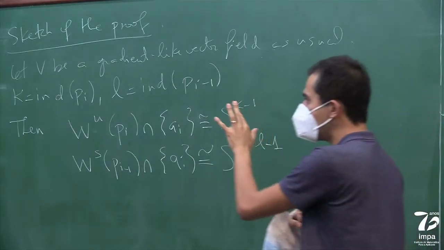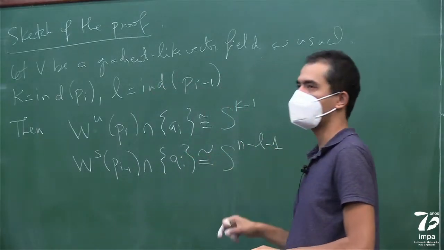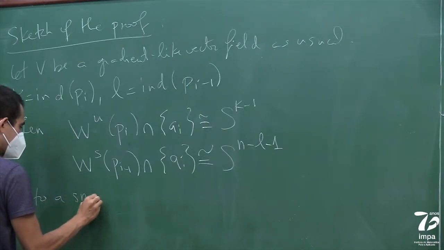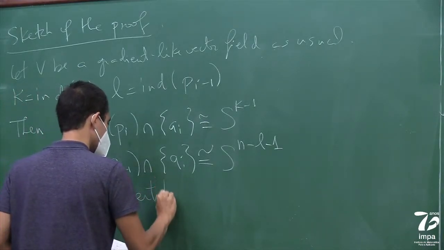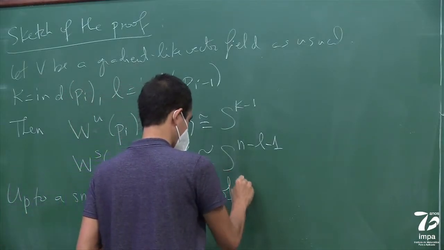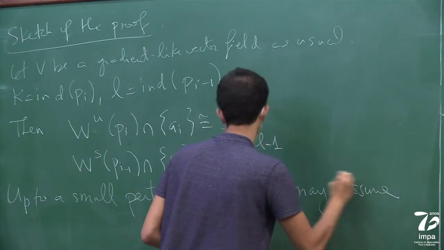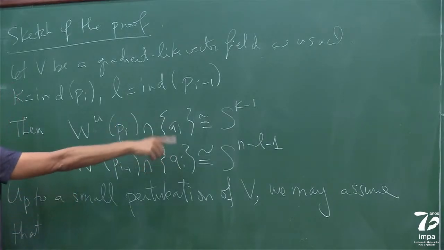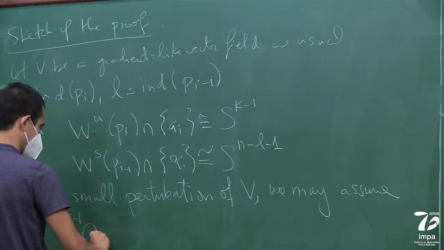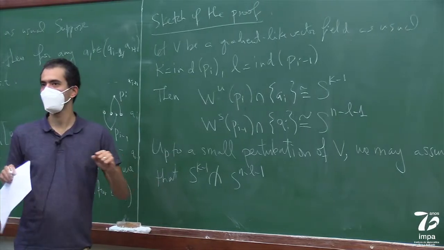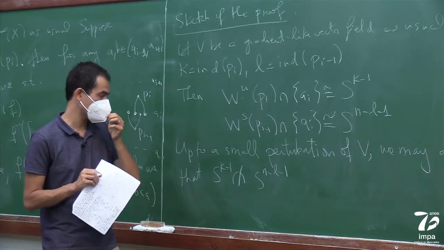And now, up to a slight perturbation of V, we can assume that these guys intersect transversely. So up to a small perturbation of V, we may assume that these two intersect transversely. But now, because K is less than or equal to L, there are not enough dimensions here to get to n minus 1. So intersecting transversely means that they don't intersect.